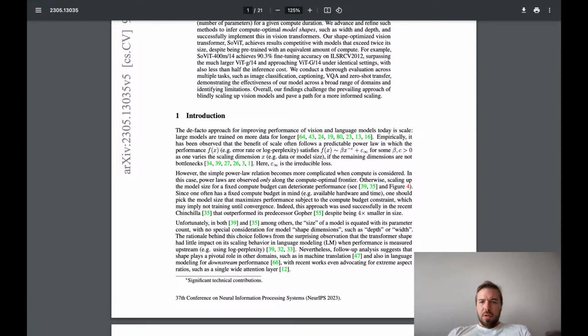The de facto approach for improving performance of vision and language models today is scale: larger models are trained on more data for longer. Empirically, it has been observed that the benefit of scale often follows a predictable power law, in which the performance f of x, like an error rate, satisfies this, as one varies the scaling dimension x, if the remaining dimensions are not bottlenecks. Here is the irreducible loss. Right.